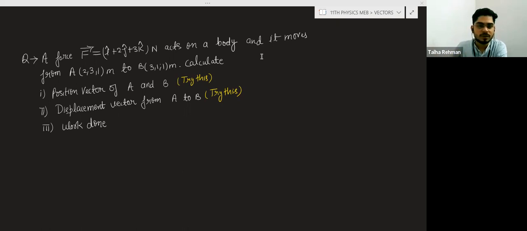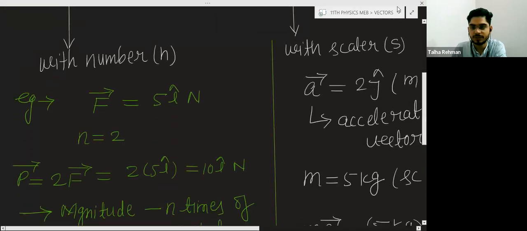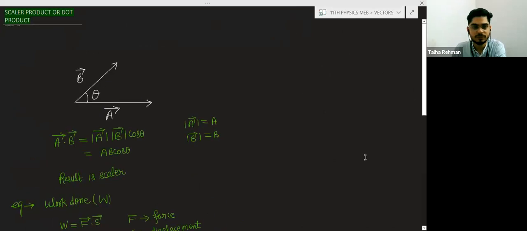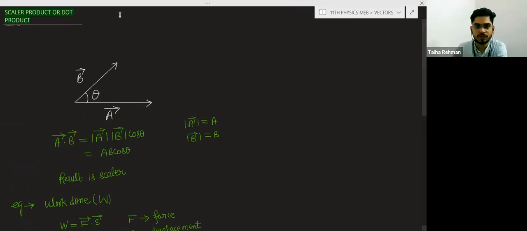Okay, no problem. So in the last class, I discussed this. I started from here, multiplication of the vectors. But in the last class, I discussed the scalar product. Yes, sir. So you were absent, so I'm just telling you again.